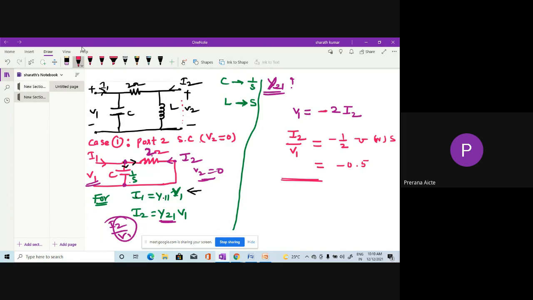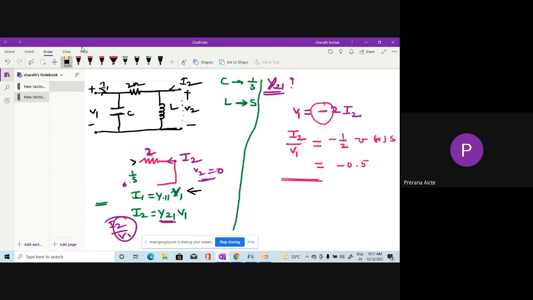But generally the students are making a mistake here, taking the value with the opposite sign of the current. That is very important. Try to concentrate here. V1 is equal to minus 2 I2. Okay, so we are going for the next two parameters of the given network.